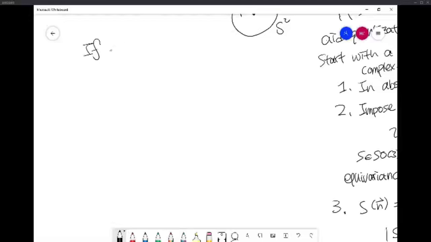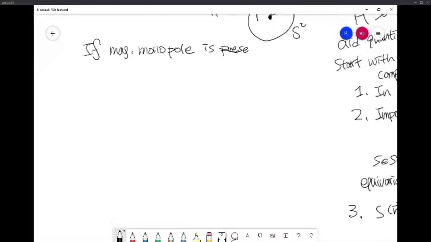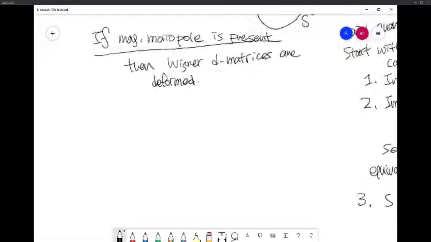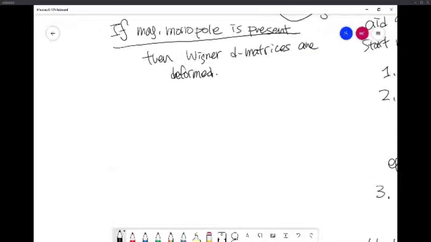If magnetic monopole is present, then Wigner D matrices are deformed. So why is that the case, right?